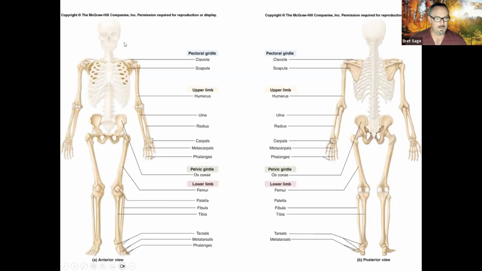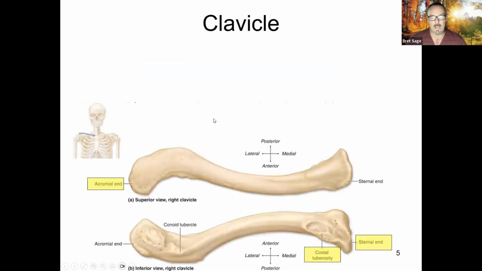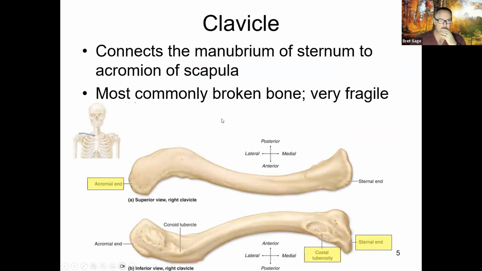So this is your appendicular skeleton. Notice axial is grayed out or faded out, so everything associated with the arms and legs. Clavicle, don't worry about the yellow. These are things I normally ask in lab exams on campus. So this is your collarbone. It connects the manubrium, which is the top of your sternum, to the acromion of the scapula. Very commonly broken bone because it's not protected, and when you hit hard on your shoulder, it can crack.